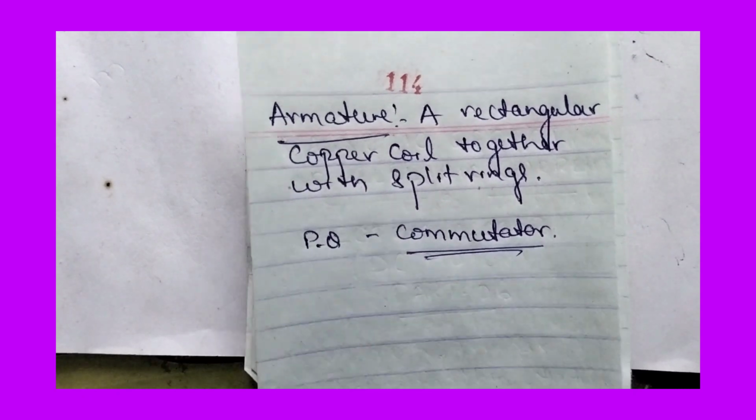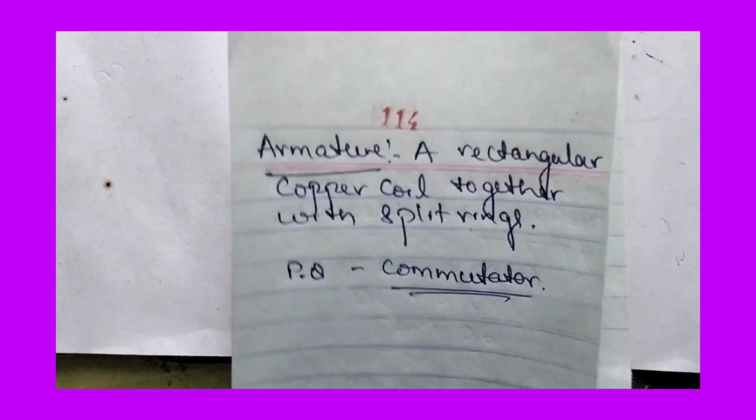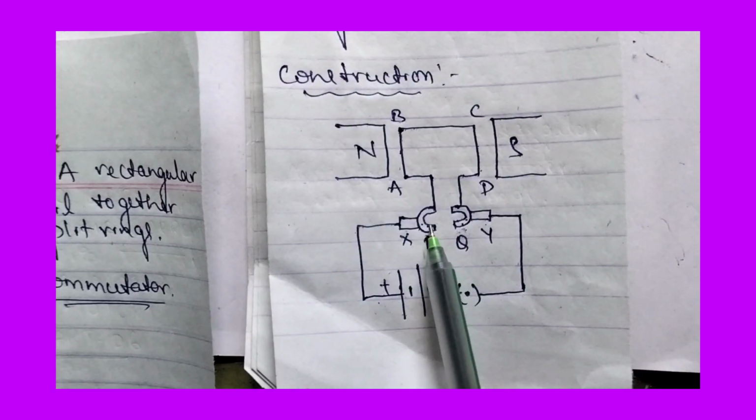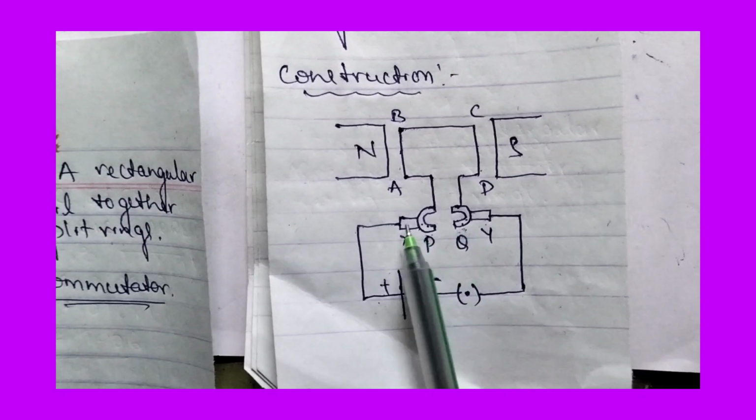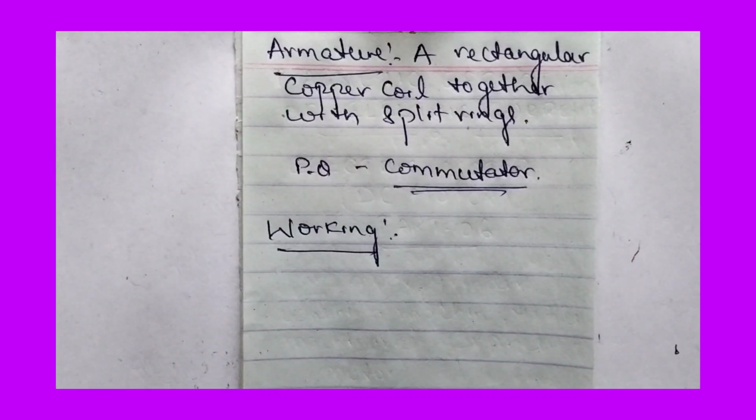And armature: a rectangular copper coil together with split ring is called armature. PQ are called split rings, or split ring commutator. Later we will study the function of the split ring commutator and also the carbon brushes. Now let us move to the working of DC motor. Now let us study how the DC motor works.